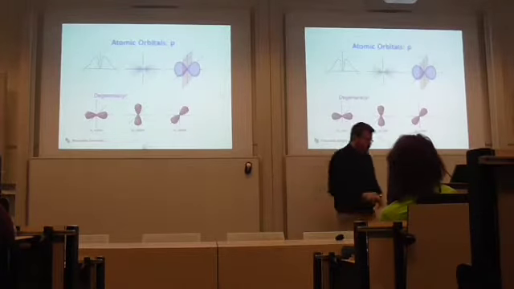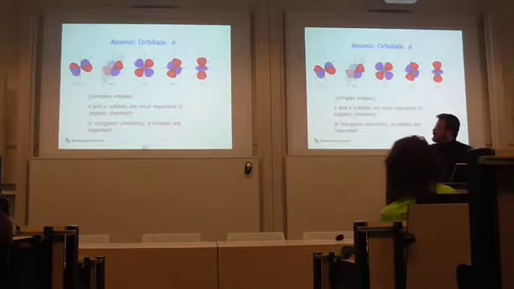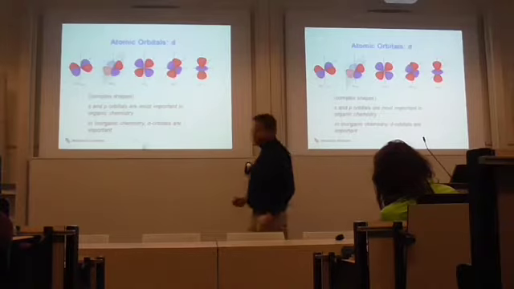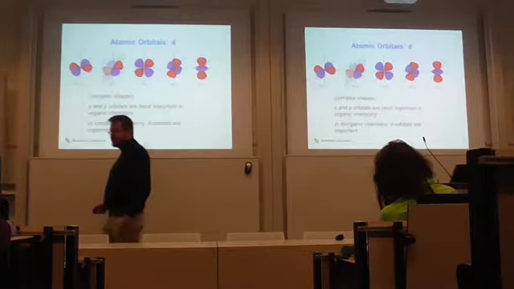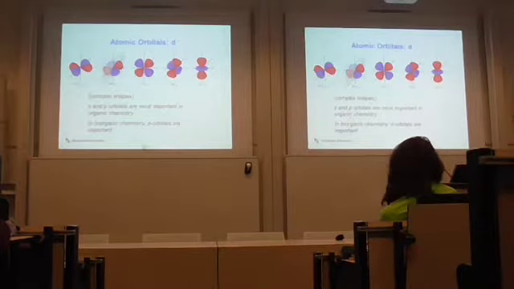Now for d, it's the same. We have the same thing. Here we've got 5 orbitals. I do expect you to know s, p, and d, right? I don't expect you to know f. I'll just show that to you in a minute. But there's 5 d orbitals.